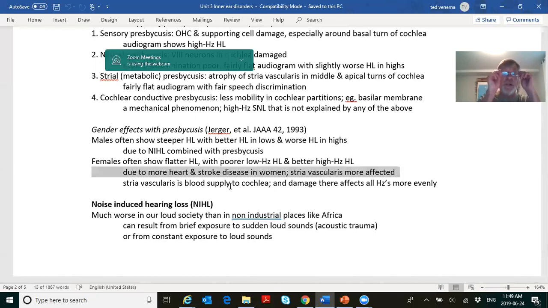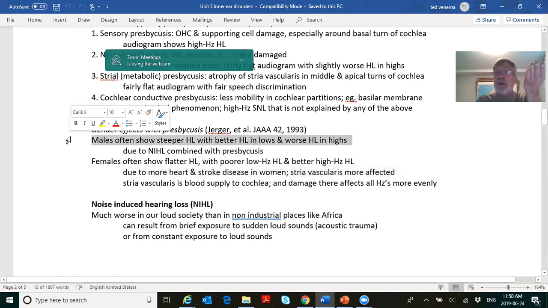And that's where we're going now. Okay, so read again. Get a kind of mental grip here as to why men generally, not always, but usually, may show better hearing in the lows and worse in the highs. Worse in the highs because of a combination of presbycusis and noise-induced hearing loss, which causes only high-frequency hearing loss, but better hearing in the lows because the men may not be quite as susceptible to strial presbycusis as women. Okay, but these are generalizations.